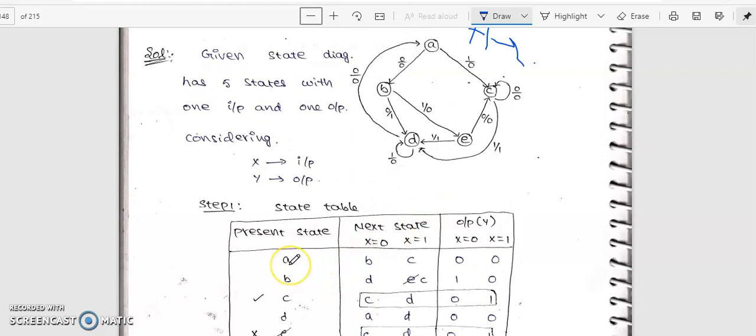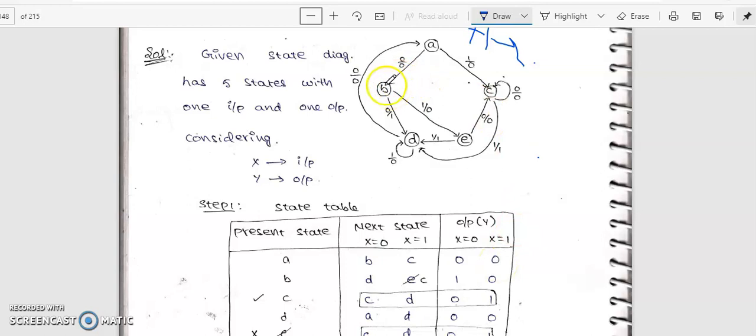Please consider that the present state is A. State A is going to state B when x is equal to 0 with output equal to 0, and state A is going to C when x is equal to 1 with output equal to 0.